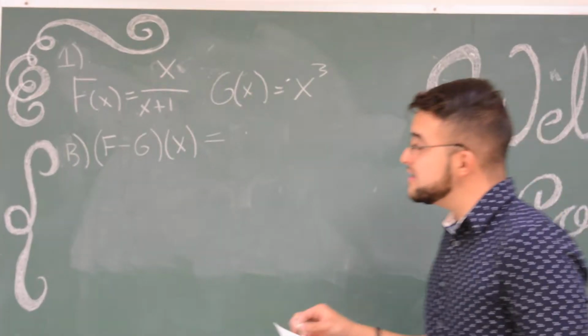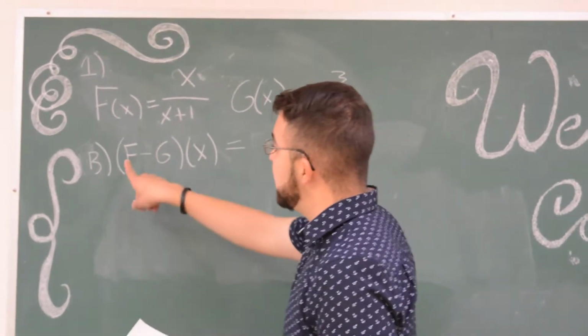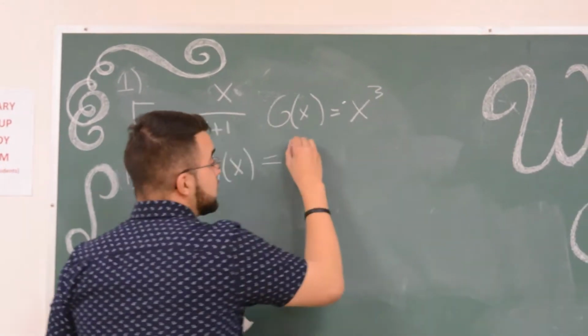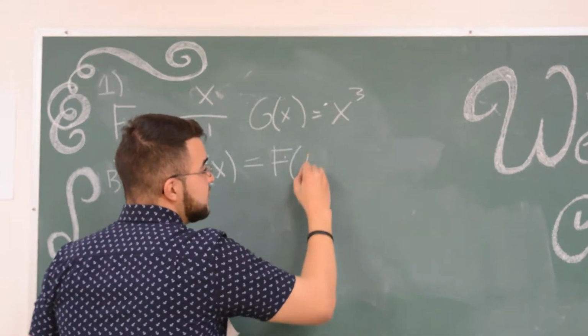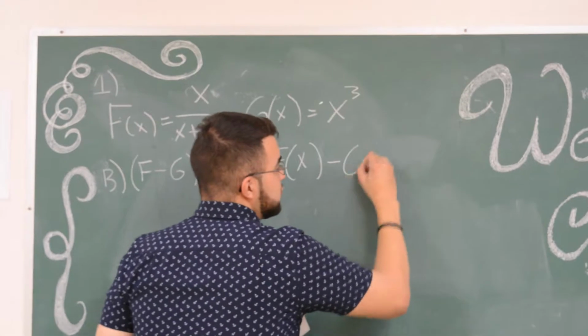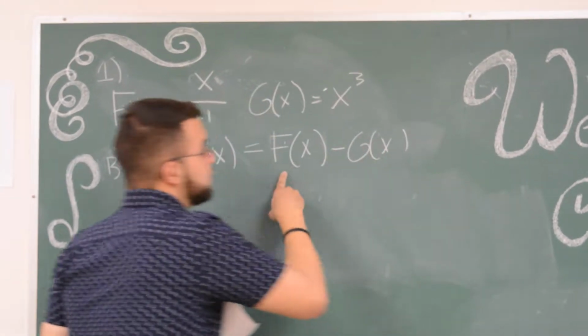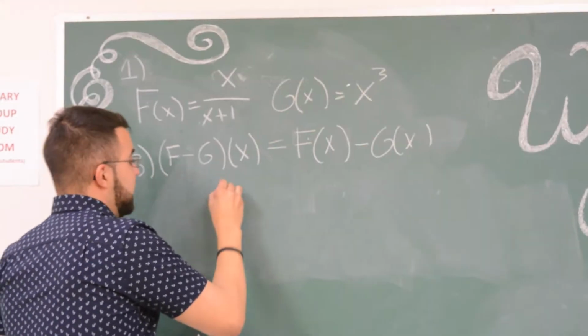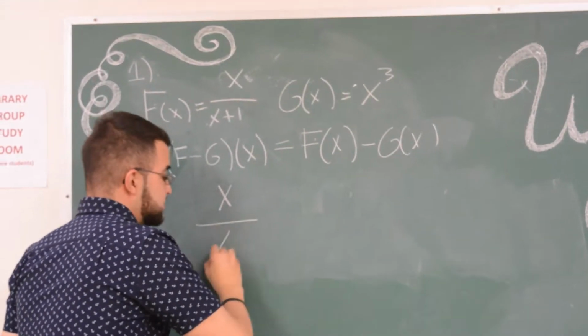Letter B is exactly the same as letter A, except that it's now f minus g of x. Another way of rewriting this, which I recommend you to always rewrite it because it seems to make more sense once you rewrite it like this, is f of x minus g of x. It's exactly how it looks. It's going to be x over x plus 1.